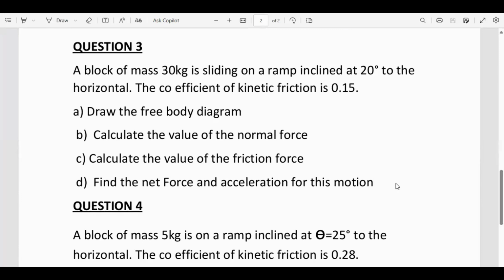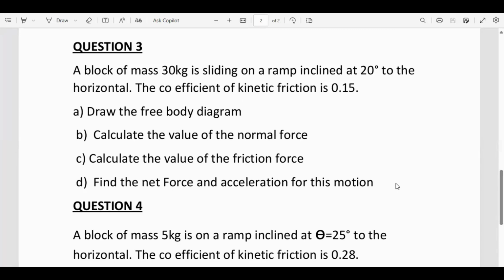All right, so question 3 is saying a block of mass 30 kilograms is sliding on a ramp inclined at 20 degrees to the horizontal. The coefficient of kinetic friction is 0.15. Question A, draw the free body diagram. So I should draw a free body diagram showing this system here.